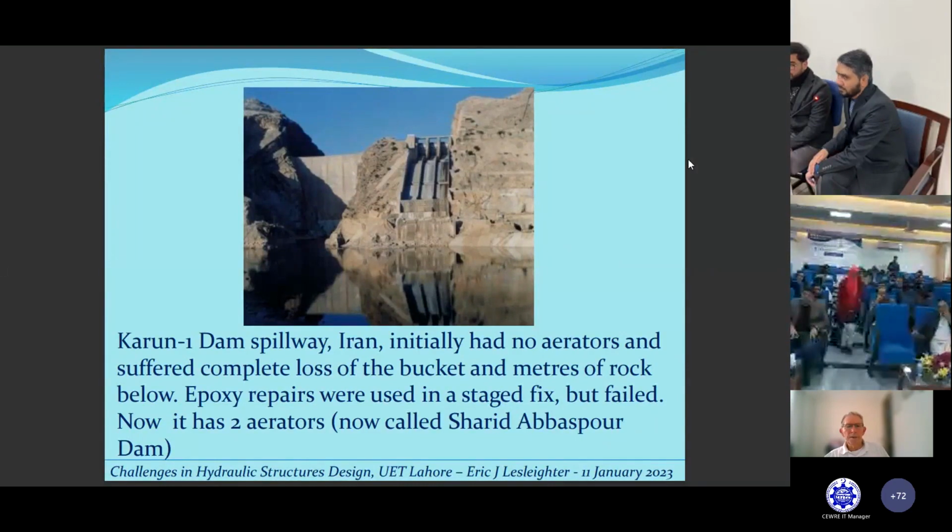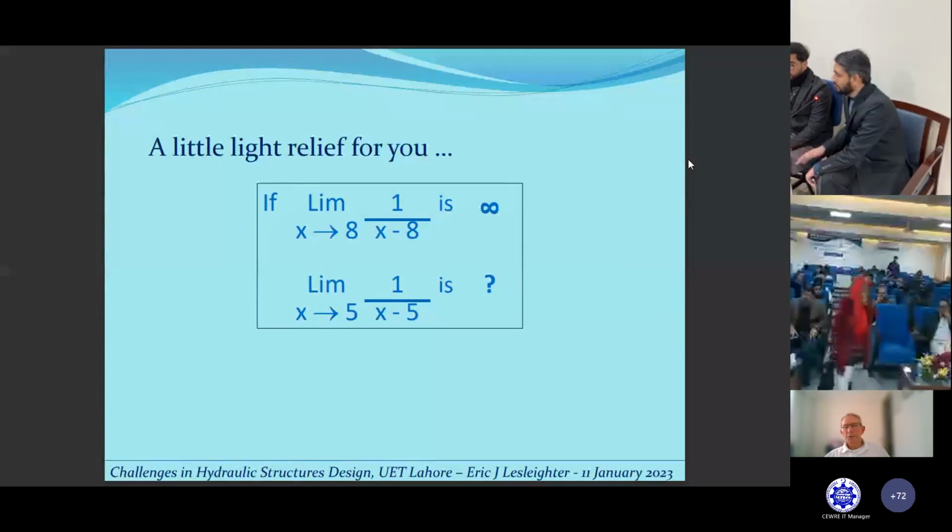Moving on to the next slide, a little light relief. I hope you can see this slide. If the limit of x approaching 8 of 1 over x minus 8 is infinity, what is the limit of x approaching 5 of 1 over x minus 5? And the answer is 5 on its side. That's just for a bit of humour.